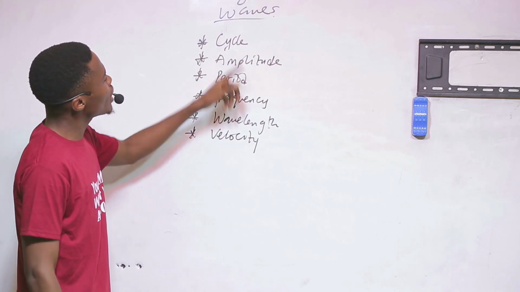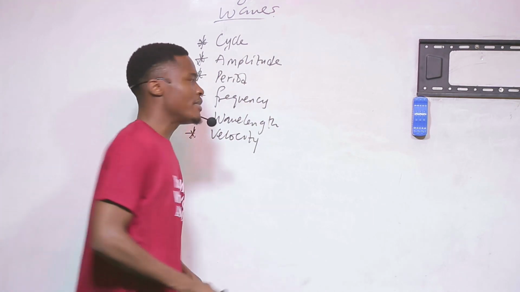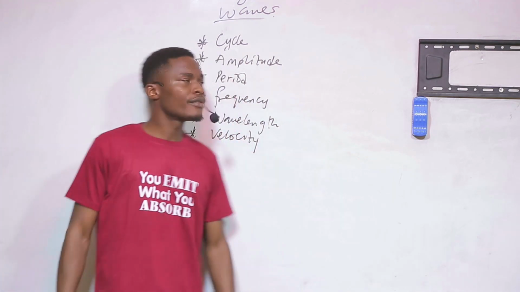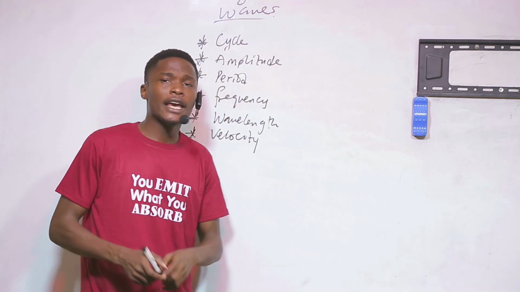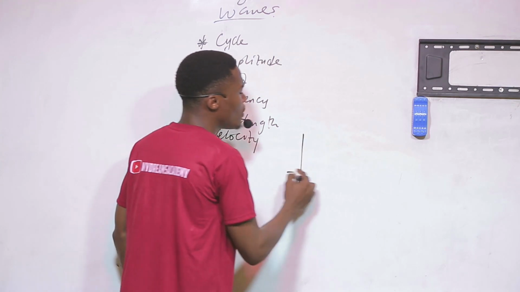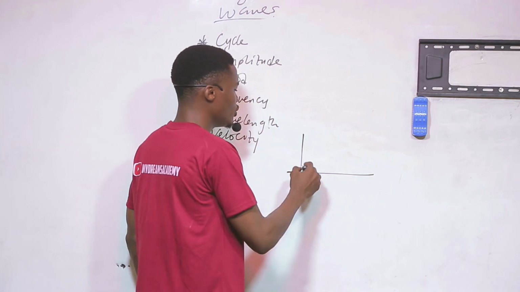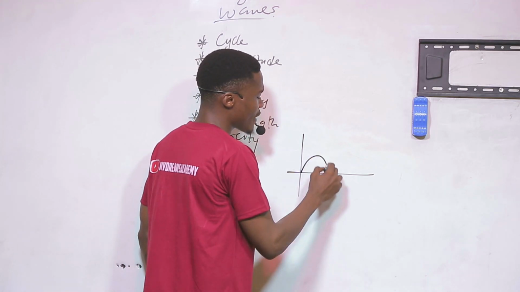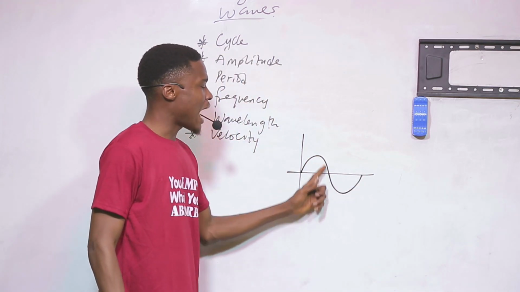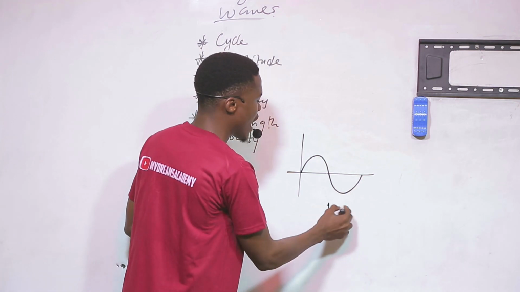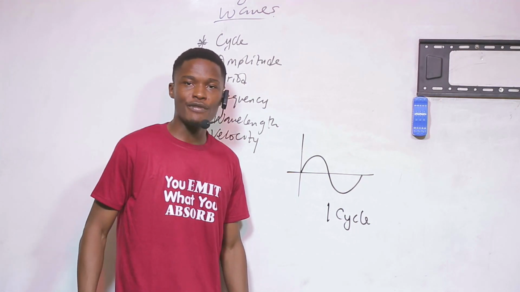Okay, so whenever we talk about cycle, when we say cycle of a wave, it simply means a complete movement of the wave. So what does that mean? For you to have a complete movement of a wave, you need to have an up movement and a down movement. So one up movement and one down movement will give us one cycle. That is how we define the cycle of a wave.